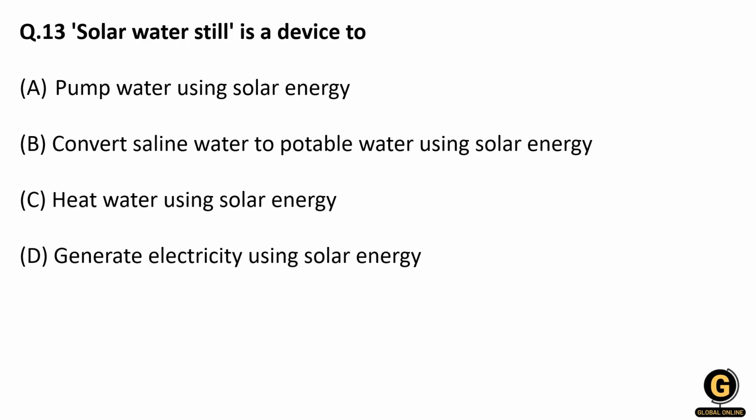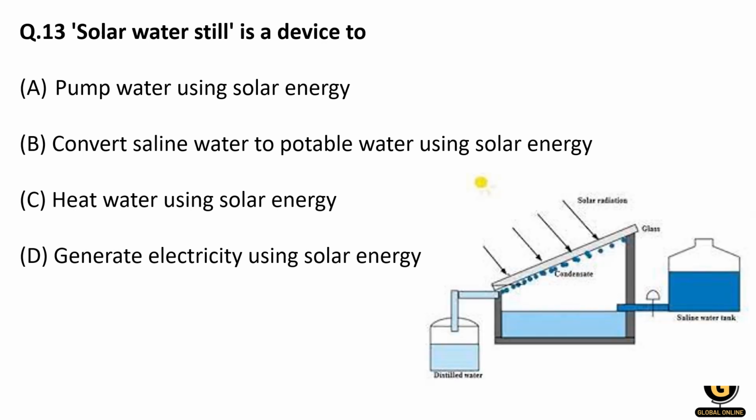Solar water still is a device. So students, a solar water still is a device where saline or salty water is collected in a tank, and when it is subjected to solar radiation, it vaporizes and condenses into pure drinking distilled water. So it is a device which converts saline water to potable, that is drinkable water, right?